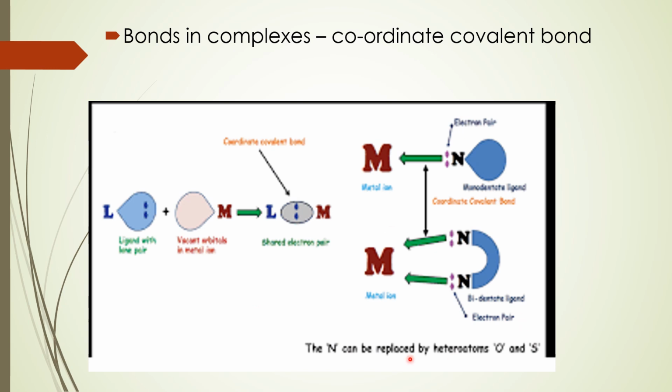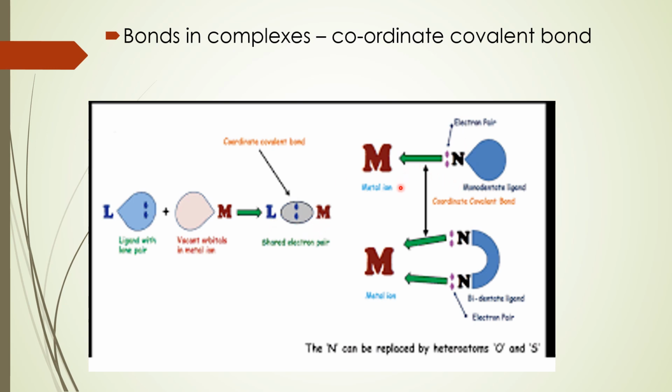Now see here, this is the pictorial representation of formation of a complex of our transition metal cation. Here L is nothing but the ligand. This has a lone pair of electrons in its orbital, and this is our metal, which has a vacant d orbital. Then this lone pair of electrons of the ligand will be donated into the empty orbital of the metal and forms a coordinate covalent bond, and these electrons will be shared by both metal and ligand.